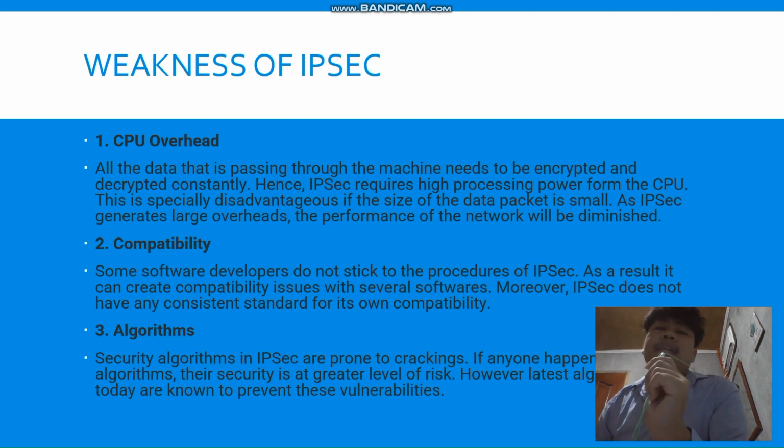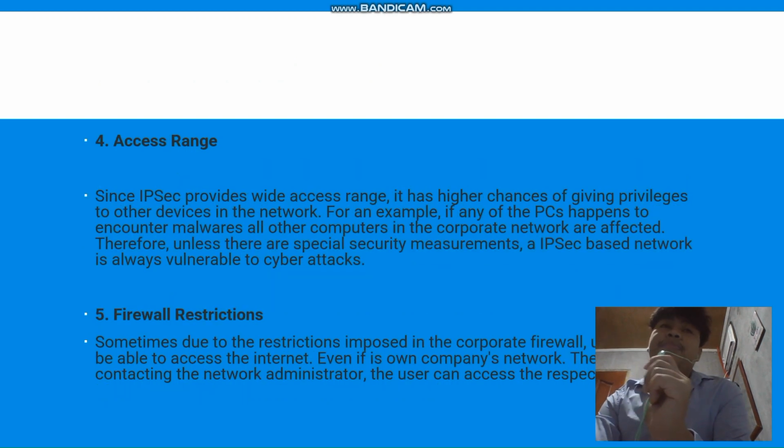However, the latest algorithms modeled today are known to prevent these vulnerabilities. 4. Access range. Since IPsec provides a wide access range, it has a higher chance of giving privilege to other devices in the network. For example, if any of the PCs happens to encounter malware, all other computers in the corporate network are affected. Therefore, unless there are special security measures, the IPsec-based network is always vulnerable to cyber attacks.